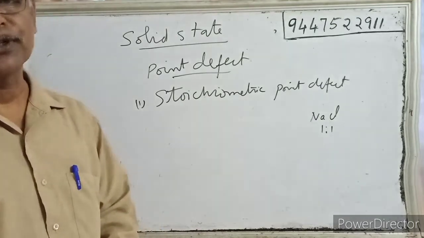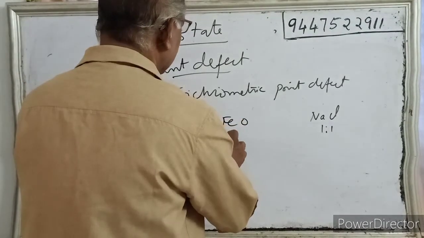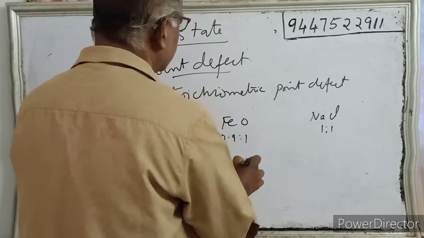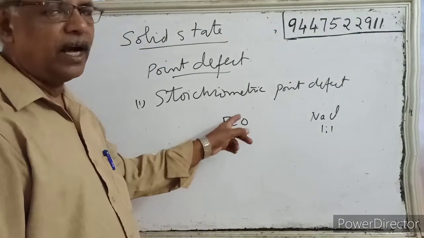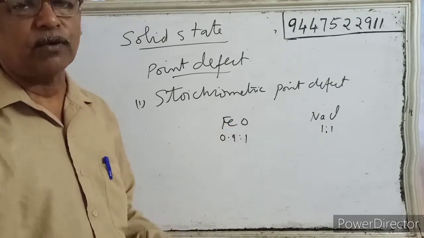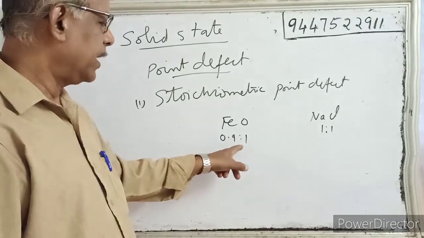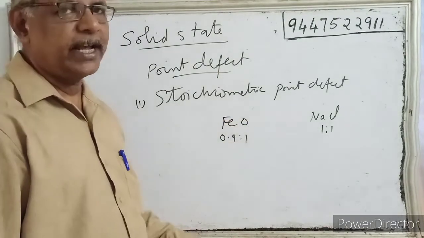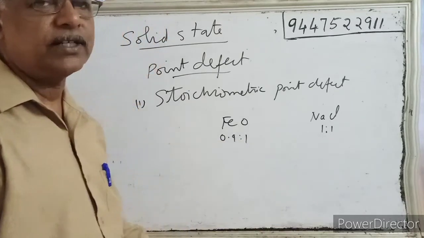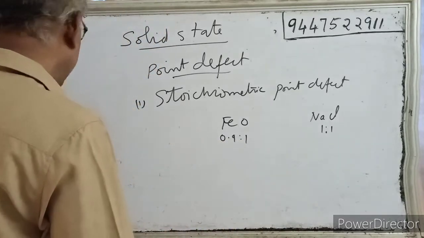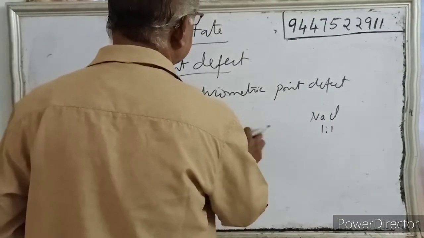called a non-stoichiometric compound. For example, in iron oxide, the formula ratio is 1:1, one atom iron, one atom oxide. So 1:1. But in the compound, it is only 0.9:1. But in the case of sodium chloride, the formula ratio is 1:1, and in the compound also 1:1 ratio. So sodium chloride is a stoichiometric compound, while iron oxide is a non-stoichiometric compound.